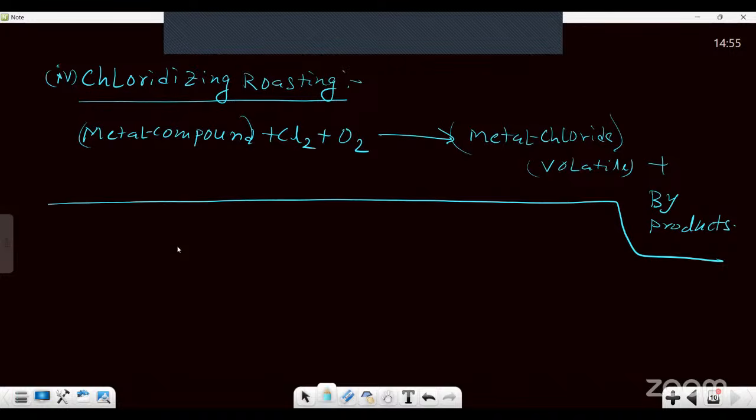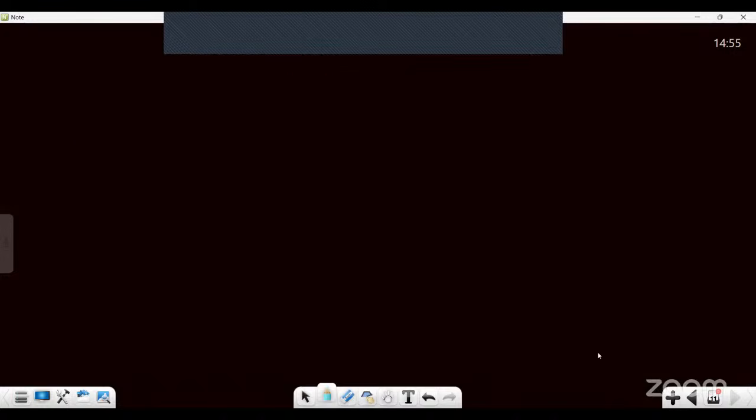Now we talk about a very, very important thing which we call fluidized bed roasting. What is fluidized bed roasting? Okay, let us see. Fluidized bed roast. Please write.